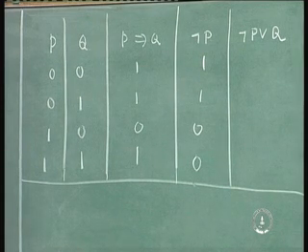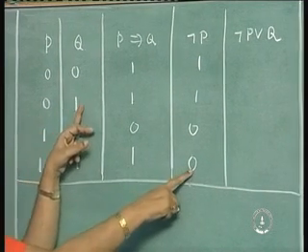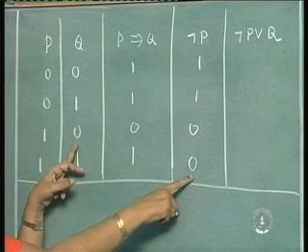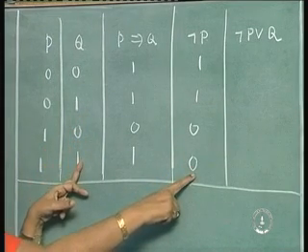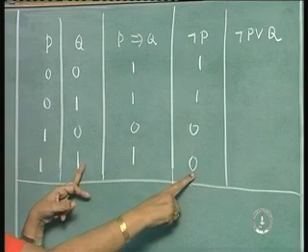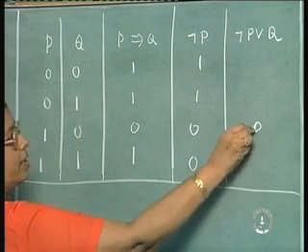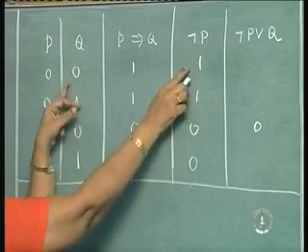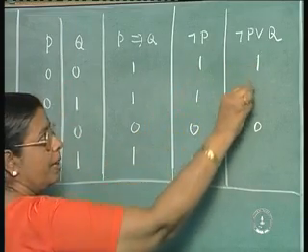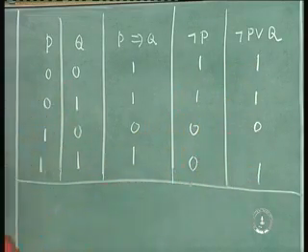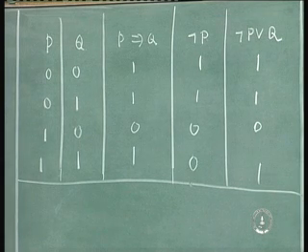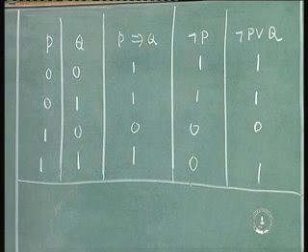The last column is the ORing of these two. When is the ORing of this false? When both of them are false. In this case, both of them are false, so it will be false. In the other three cases, at least one of them is true, so this will be true. Now, look at the third column and the fifth column. You find that they are identical. So, P implies Q is equivalent to saying not P or Q.